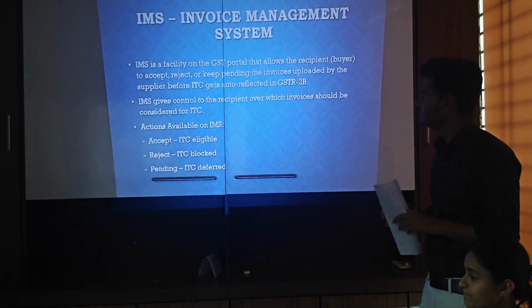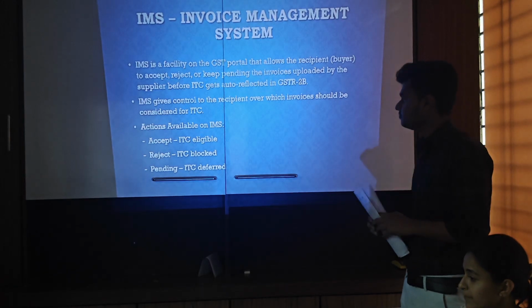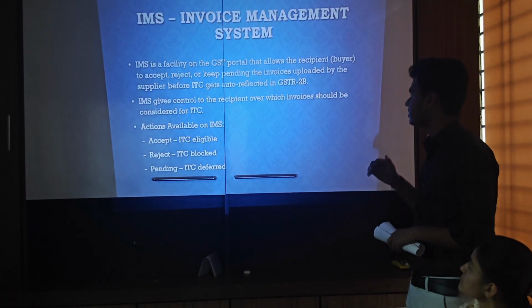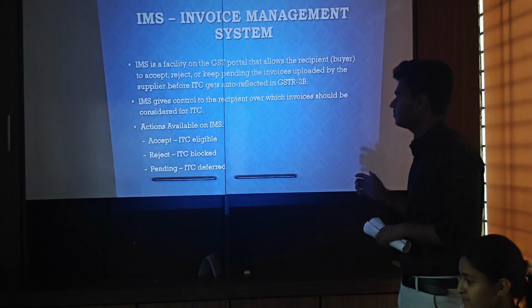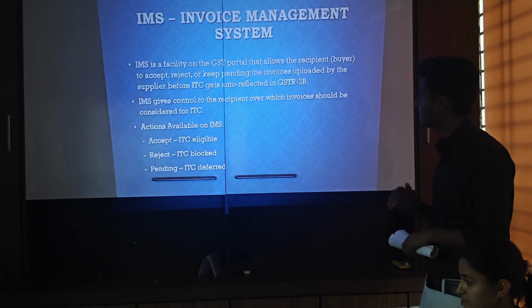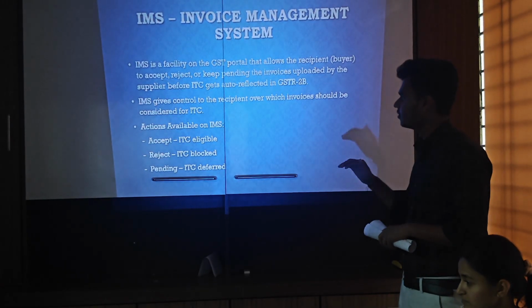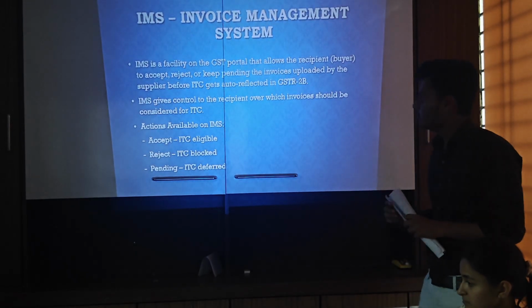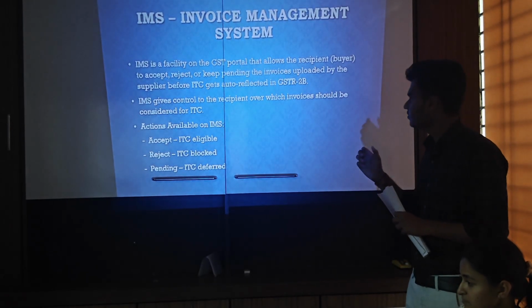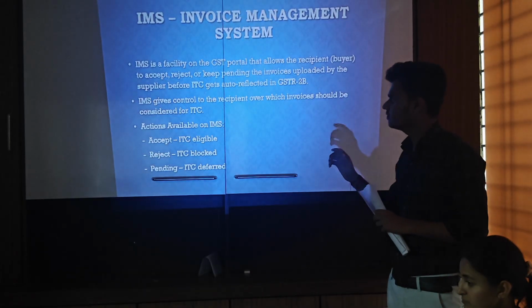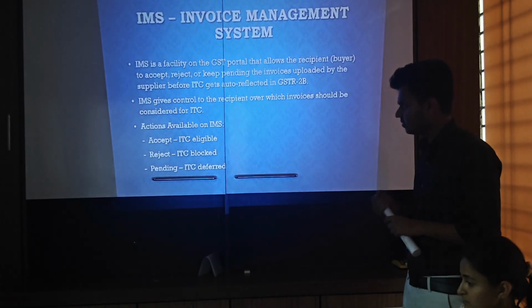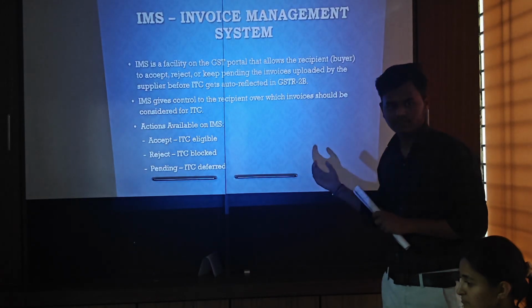Next, now we are moving to the IMS, Invoice Management System. Invoice Management System is a facility on the GST portal that allows the recipient to accept, reject or keep pending the invoices uploaded by the supplier before ITC gets auto-reflected in GSTR 2B. IMS gives control to the recipient over which invoices should be considered for ITC. Actions available on IMS are accept, reject, pending the invoices.